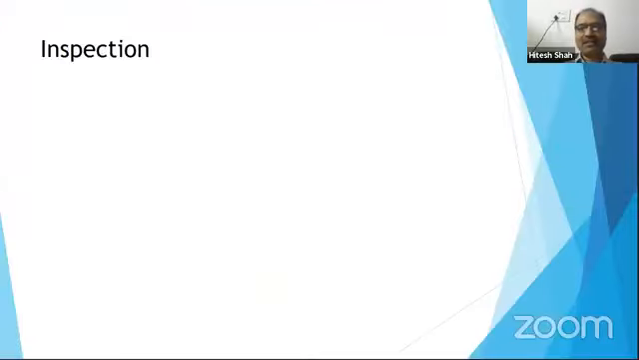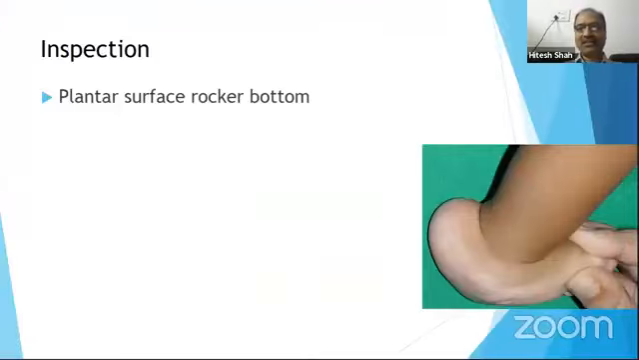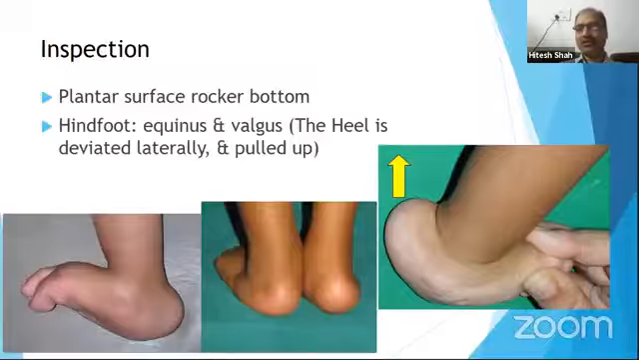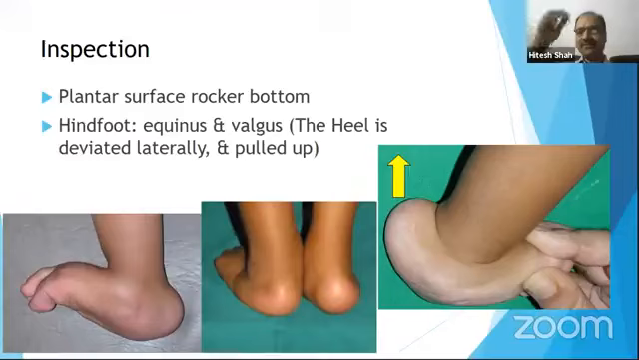So what is required, as Dr. John said, is that there is a convexity. The normal contour of the sole has been lost. So the plantar surface is a rocker bottom. It is like a rocker. The convexity is there on the sole side.